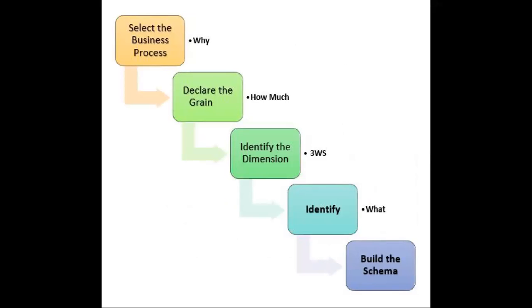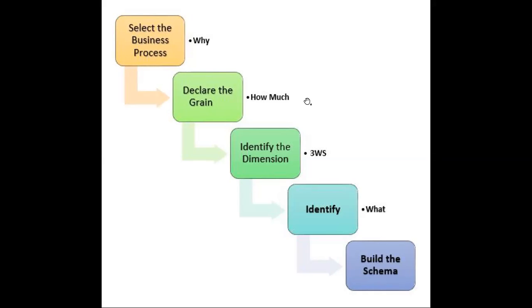Now, this is, you can say, the waterfall model of the data modeling process. First, we have to select the business process: for which business process we have to model the data. The data model has to be established. For what purpose? That is why that process is there.